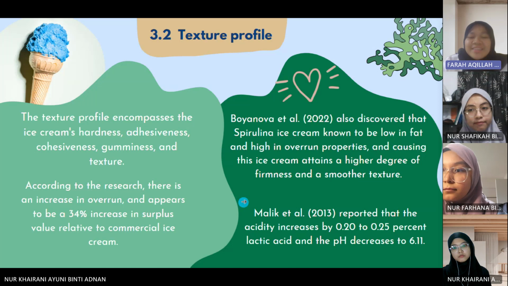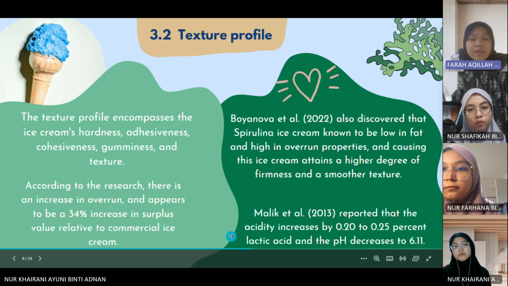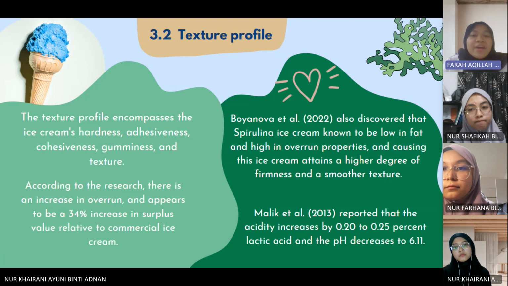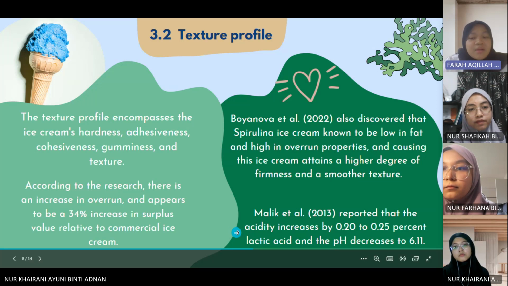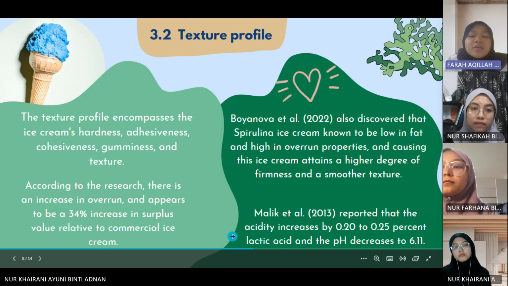Mali et al. reported that the acidity increases by 0.20 to 0.25% lactic acid and the pH decreases to 6.11. This is because the addition of Spirulina platensis to ice cream alters the acidity and pH levels, thereby also altering its physical properties. Commercial ice cream obtains its natural acidity from milk proteins, mineral salts, and dissolved gases, whereas Spirulina ice cream becomes acidic due to its composition of Spirulina platensis and the increased buffer capacity of the mixture. Next.